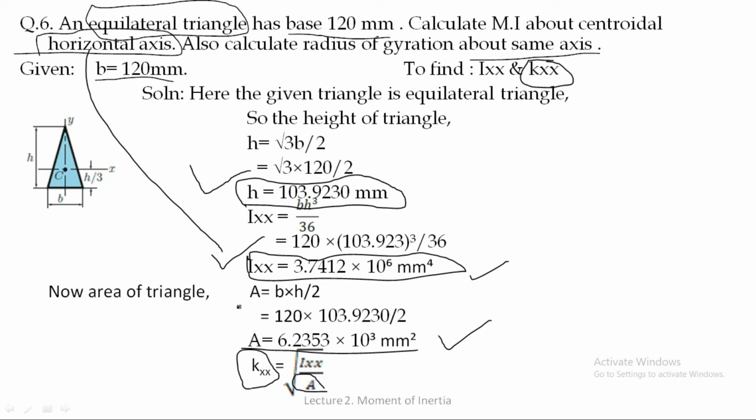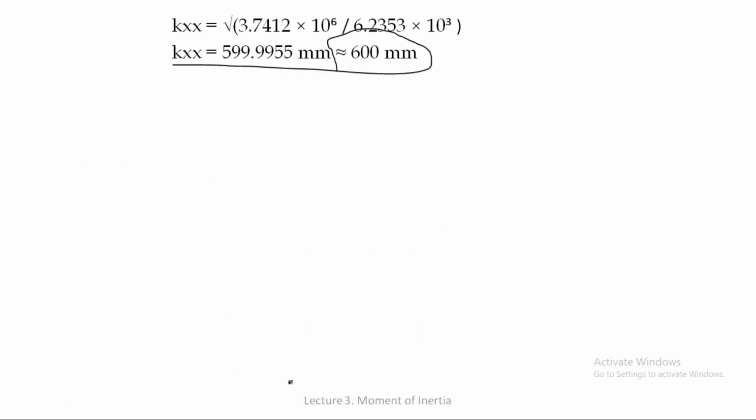So we first found the area of the triangle. What is the formula for the area of a triangle? Half into base into height, which you have studied in your school days. Now we have the area, and we have the moment of inertia about the horizontal centroidal axis, that is Ixx. Using these two values in the formula of Kxx, that is the formula of radius of gyration, we found the value of the radius of gyration, and that is equal to 600 mm.